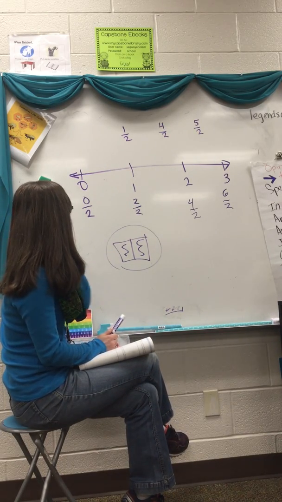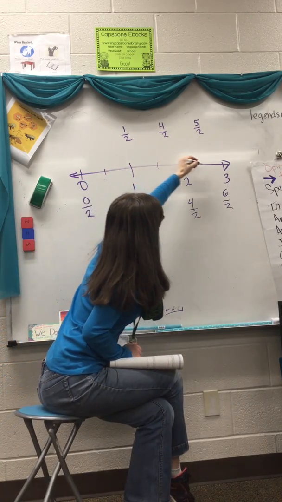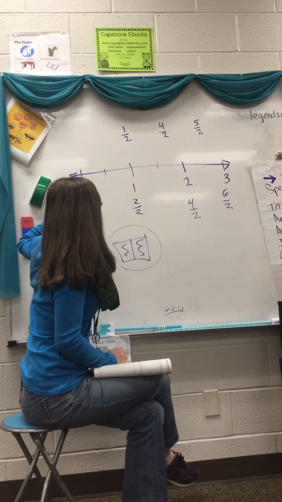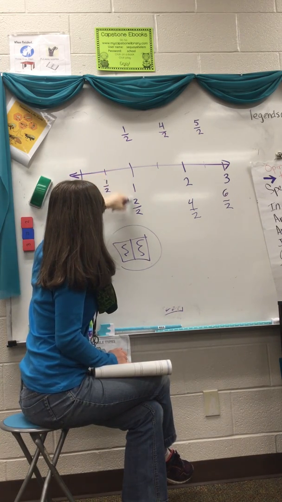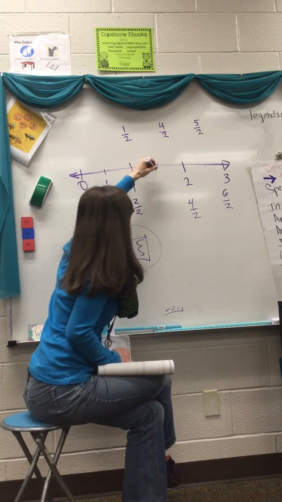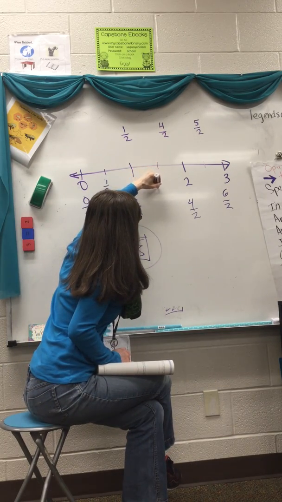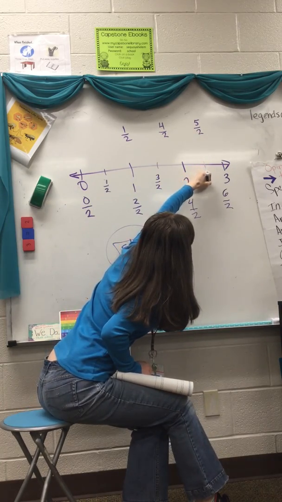So now we need to divide things up in half. So I'm going to cut each one in half. And then I'm going to go ahead and label. So I have 0 half. The next one would be 1 half. Then 2 over 2, which I can agree is following the pattern. 3 over 2, 4 over 2, 5 over 2.